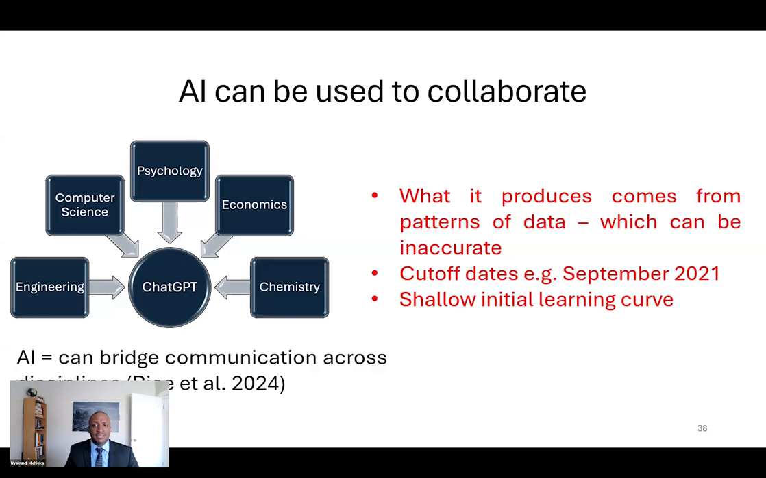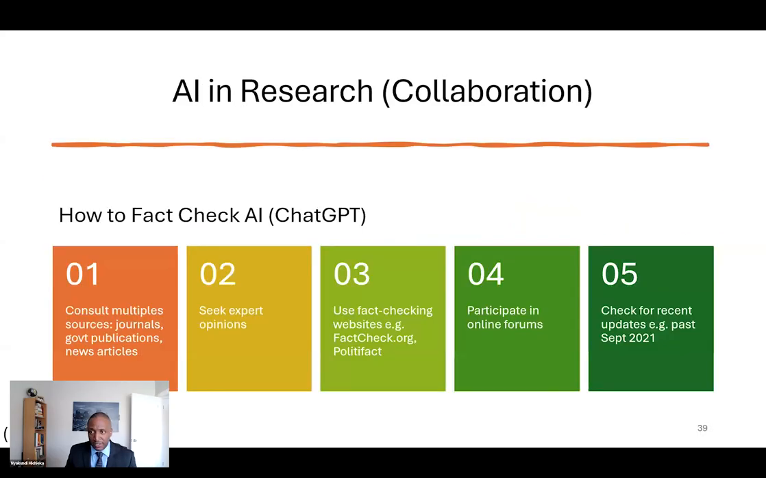The paper there by Rice has some really great insights on how AI can be used to collaborate. But once you get AI and you use it, it's important to fact check, and assess, and ask yourself a couple of questions. Is the work that I'm citing appropriate? Is it correct wherever I got it from?